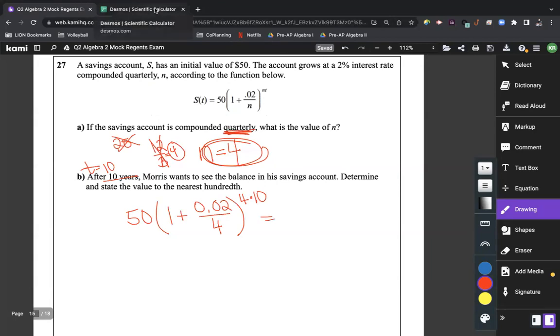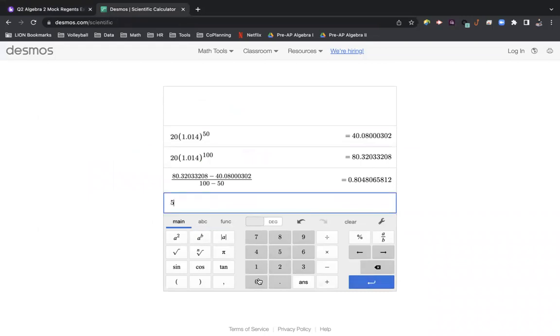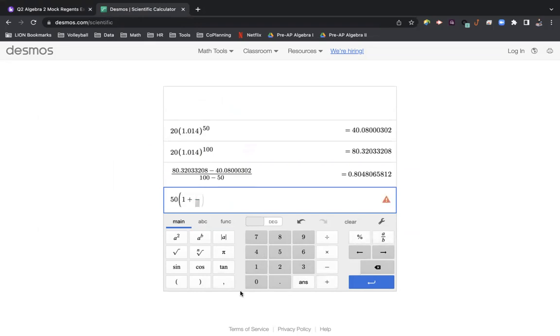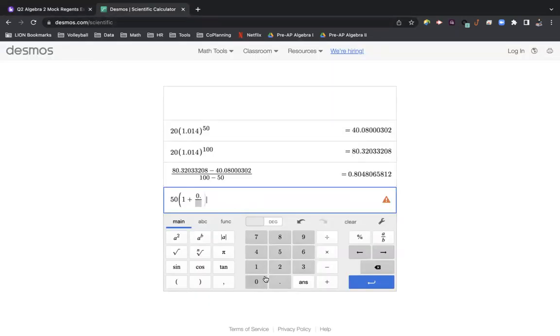I do believe you should have gotten 351. I'm going to continue on this calculator. 50 times 1 plus fraction. Is that 0.02? Yep. Over 4. Now I need this to be a fraction, I mean an exponent. I'm going to change that to 40.